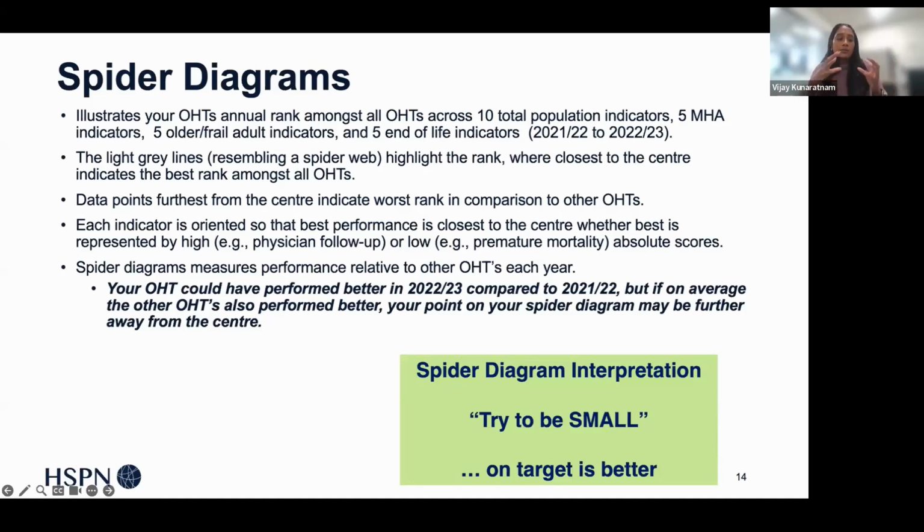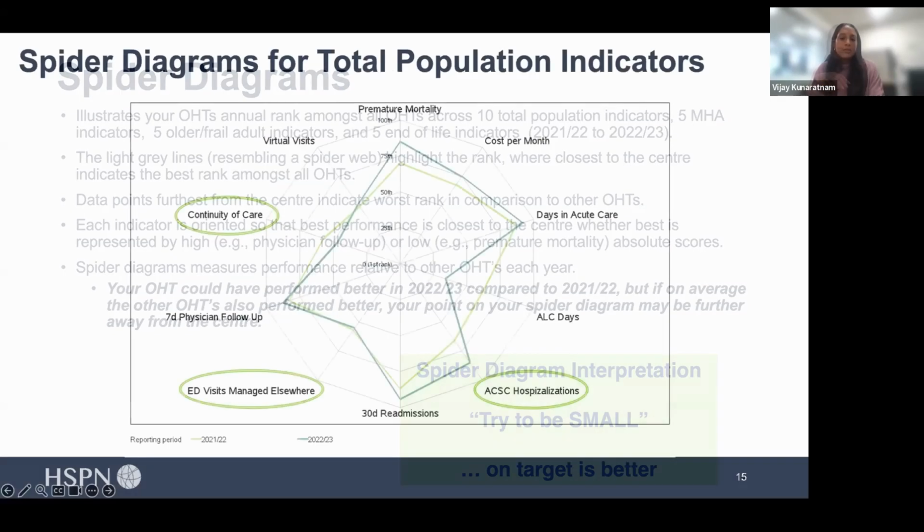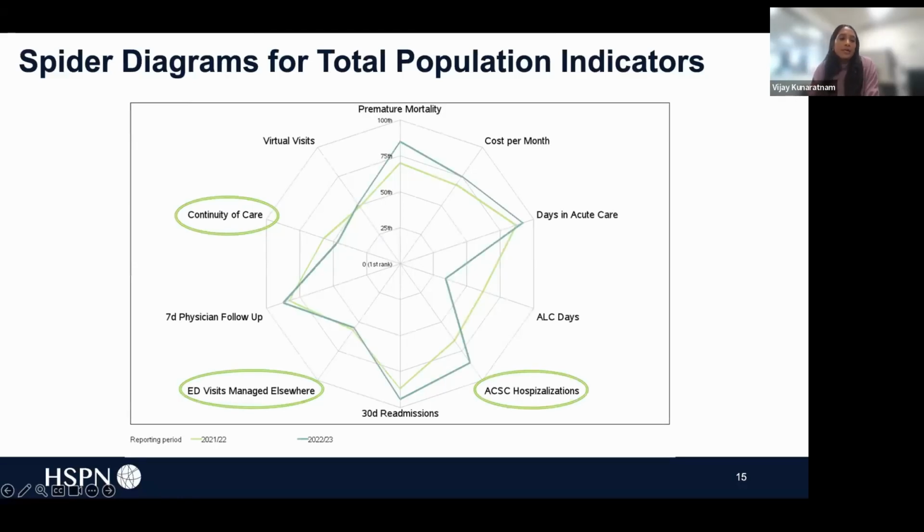So in general, when it comes to spider diagram interpretations, we're trying to be small, close to the center, and on target is better. So we're just going to go through a few examples of spider diagrams that represent actual OHT spider diagrams. Here, we have a spider diagram looking at this particular OHT's performance for total population indicators.